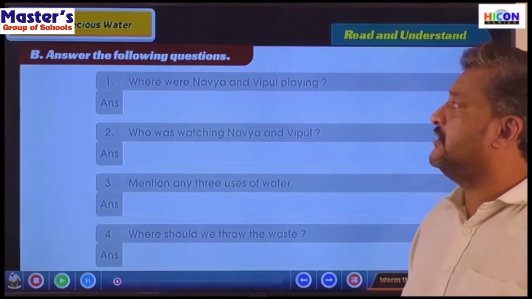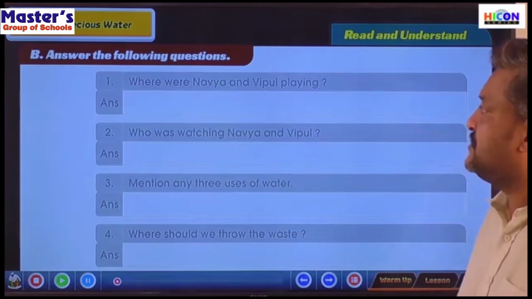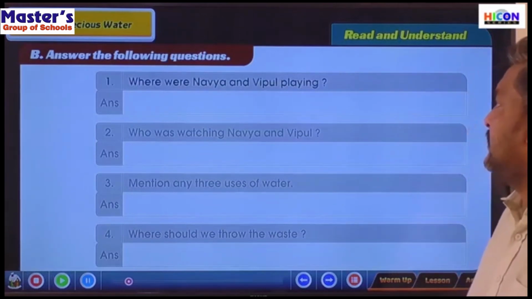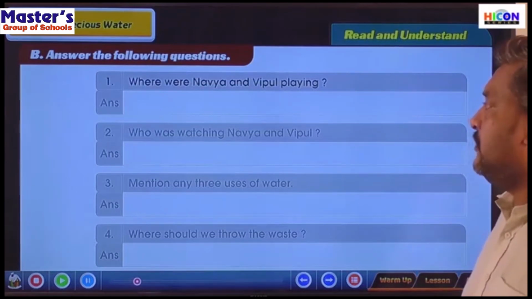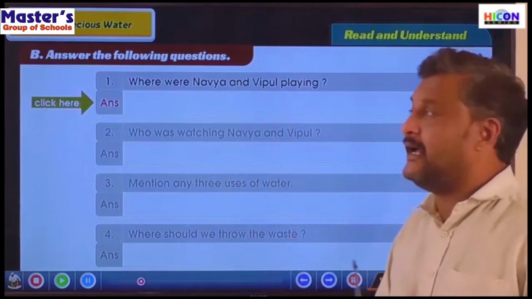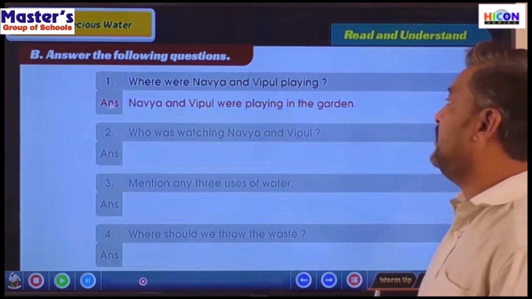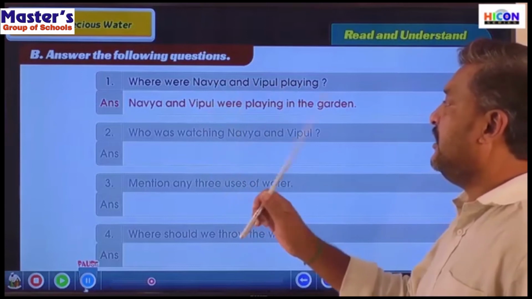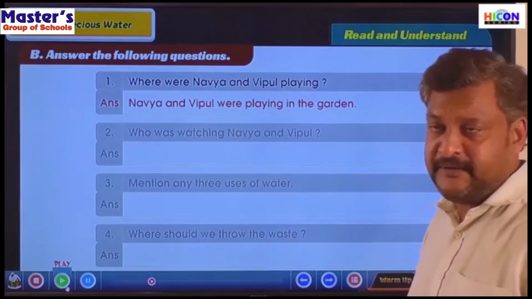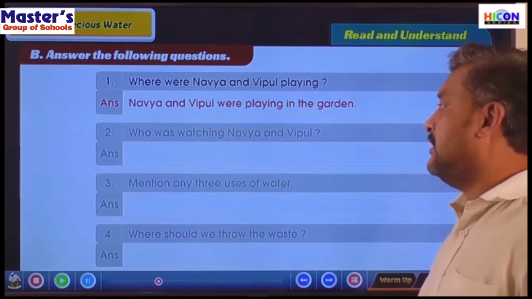So now we have some questions from this lesson. We need to find the answers for them. Where were Navya and Vipul playing? So where did all these incidents happen? Where were both these kids, Navya and Vipul, playing? Navya and Vipul were playing in the garden. So where were they playing? They were playing in the garden.